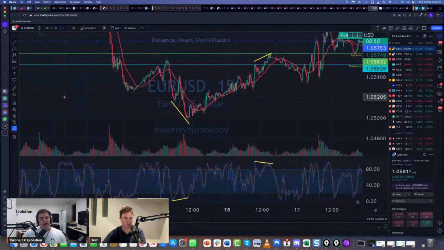A divergence on a 15-minute is important in the context of that chart and what you're trying to achieve, but nowhere near as important as divergence on a 1 hour or a 4 hour, or even more so on a daily. The bigger the time frame, the more important the signal. I tend to not look at divergence under 15 minutes.